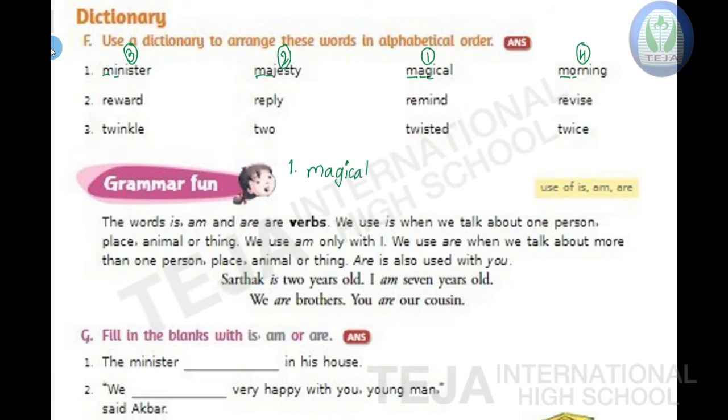Come on, write down. Magical, majesty, minister, and the last fourth word is morning.